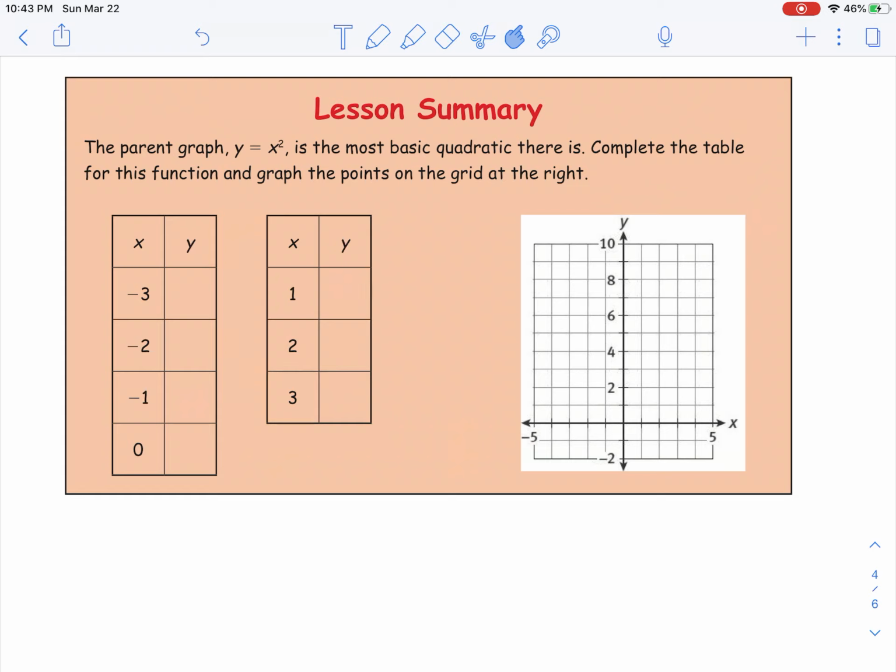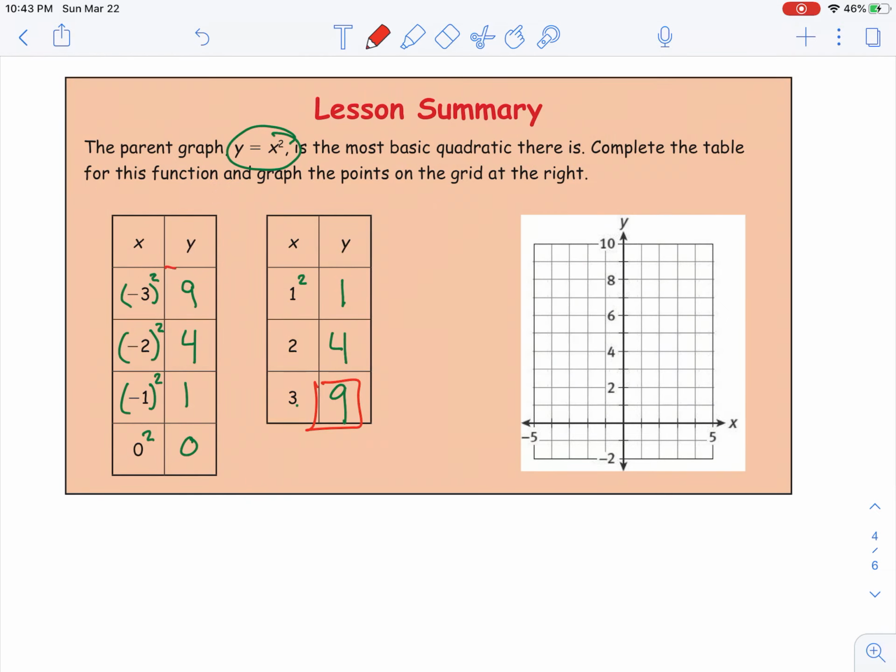So, on page 416, I want to talk about x squared. So if I take negative 3 and I square it, I get 9. If I take negative 2 and I square it, I get positive 4. If I take negative 1 and I square it, I get 1. If I take 0 and I square it, I get 0. If I take 1 and I square it, I get 1. If I take 2 and I square it, I get 4. If I take 3 and I square it, I get 9.